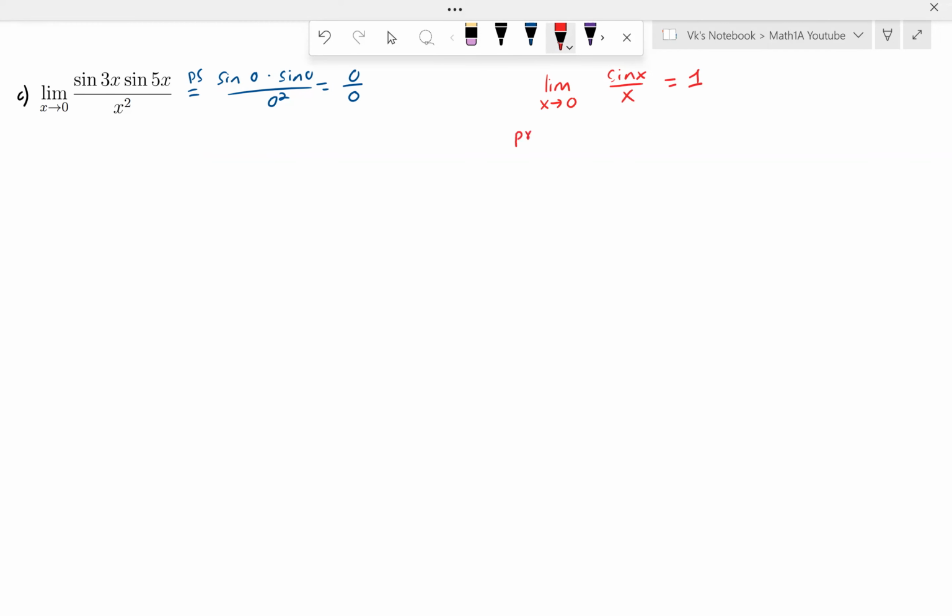Now here comes a proof of it. Limit as x goes to 0 of sine x over x. Do direct sub, we get 0 over 0. So use LH rule. Limit as x goes to 0, derivative of sine x is cosine x, derivative of x is 1. And now with the direct sub, cosine 0 is 1. Ta-da! That proves it. So let's use it.